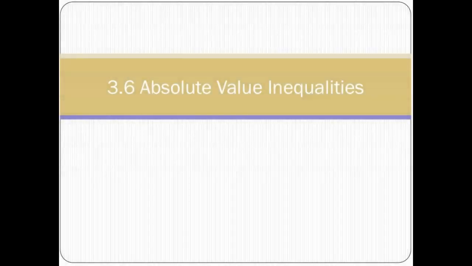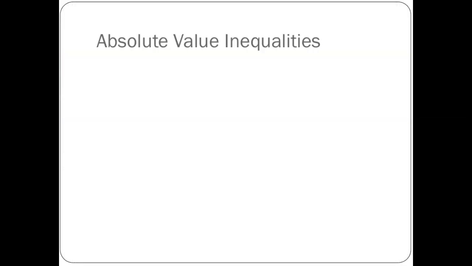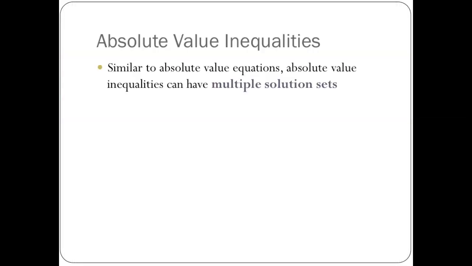Now, last time we talked about absolute value equations. Today we're going to be talking about absolute value inequalities. Similar to absolute value equations that have multiple solutions, absolute value inequalities can have multiple solution sets. These inequalities have two different types, and they can be called either a conjunction or a disjunction, and this depends on the form of the inequality.